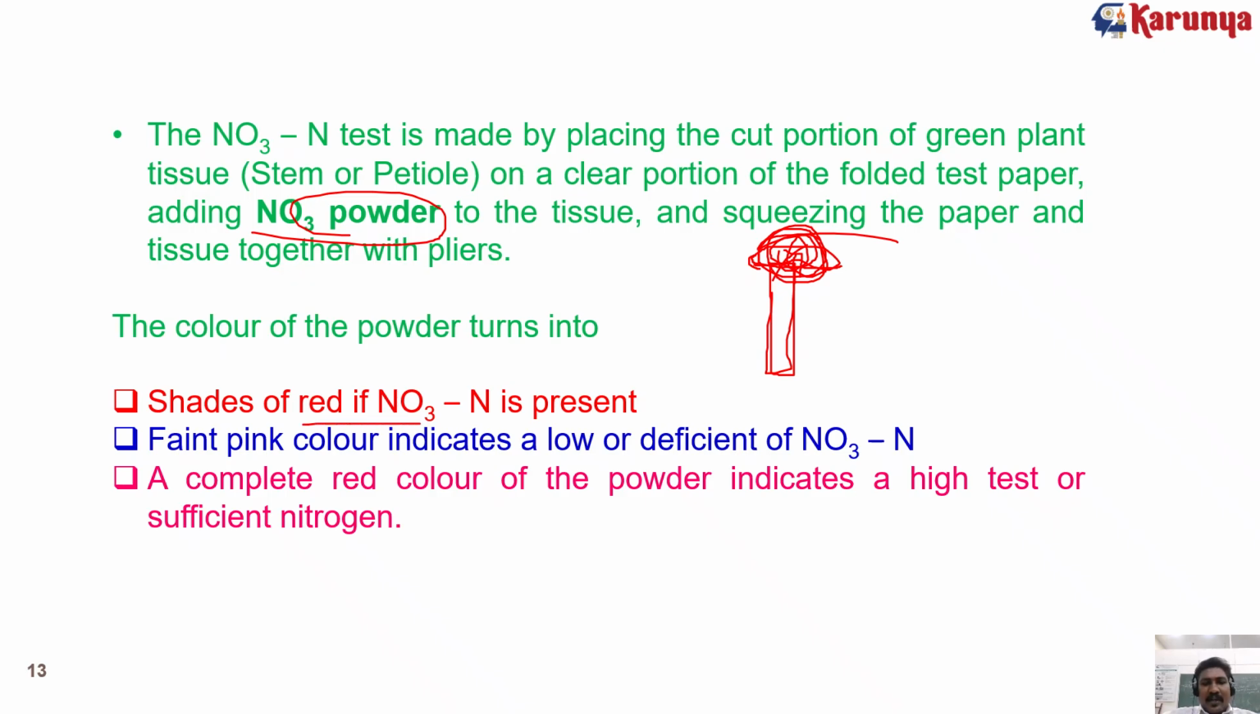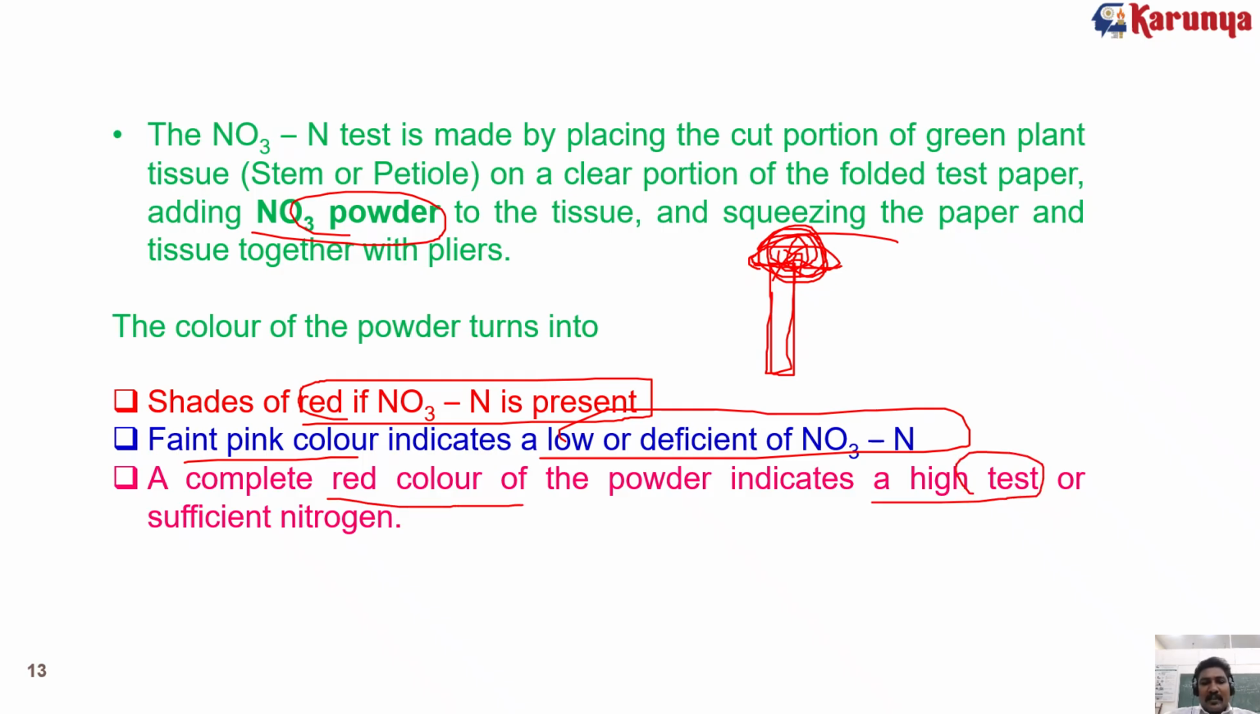The shades of red will show nitrate nitrogen is present. If the color changes to red color, nitrate nitrogen is present. Faint pink color indicates low or deficient amount of nitrate. A complete red color of the powder indicates high amount of nitrogen. So when you are placing the tissue paper with the nitrate powder along with the plant sample, the paper should convert to complete red color.